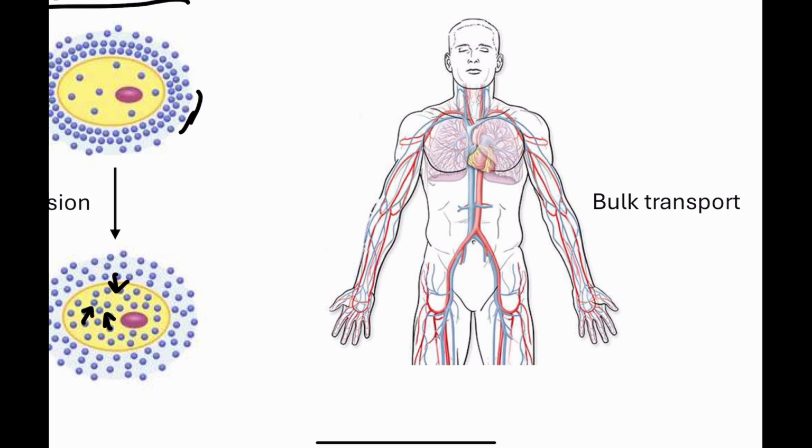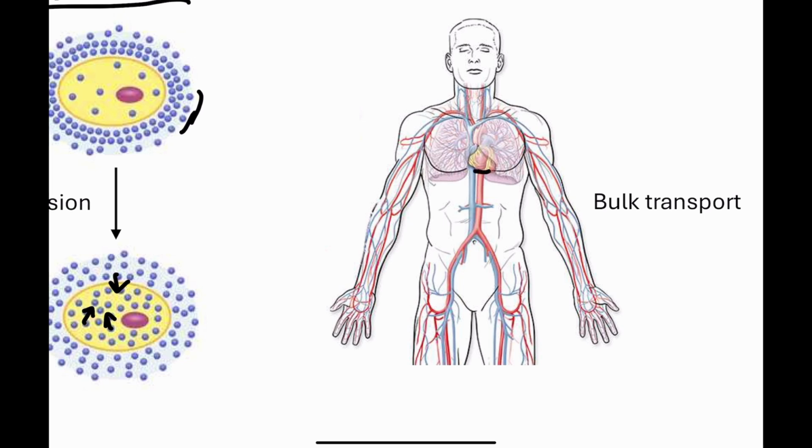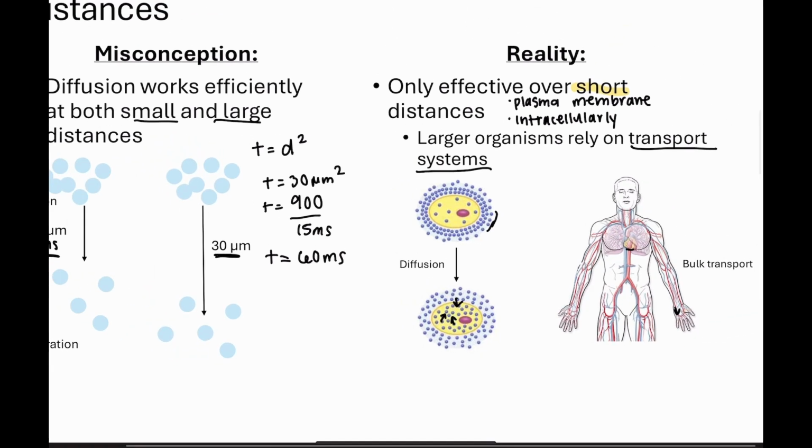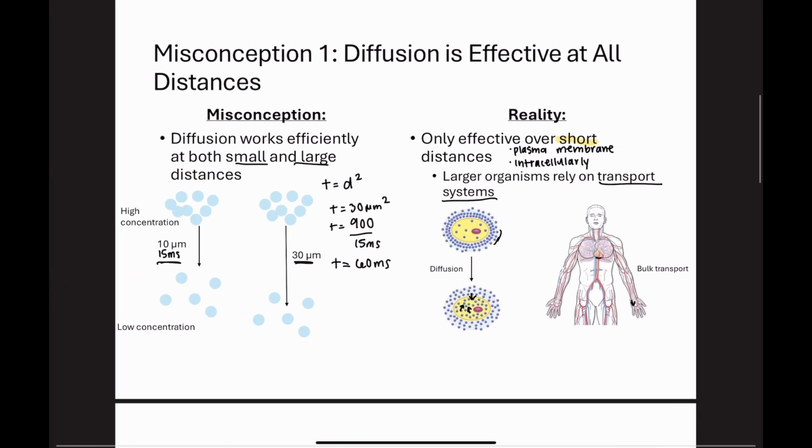And this bulk transport system is going to overcome those limitations of diffusion by using pressure gradients to move large volumes of fluid. Because if we have to move blood from the heart to our extremities, that's an extremely large distance, and diffusion would not be able to do that fast enough. So while diffusion remains really important and essential for short distance molecular movement, organisms require specialized transport systems to function efficiently at that macroscopic level.